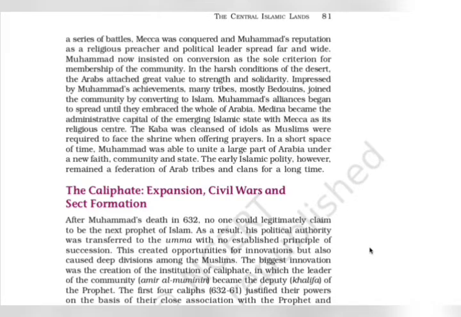Medina became the administrative capital of the emerging Islamic State, with Mecca as its religious center. The Kaaba was cleansed of idols as Muslims were required to face the shrine when offering prayers. In a short space of time, Muhammad was able to unite a large part of Arabia under a new faith, community, and state. The early Islamic polity, however, remained a federation of Arab tribes and clans for a long time.